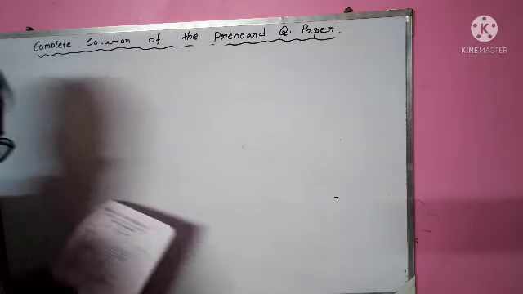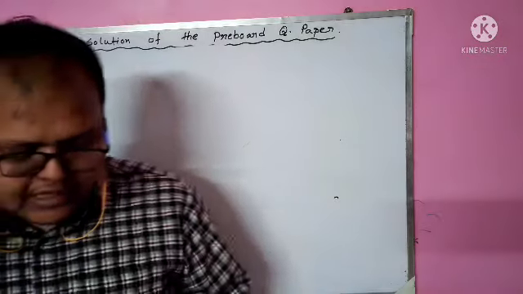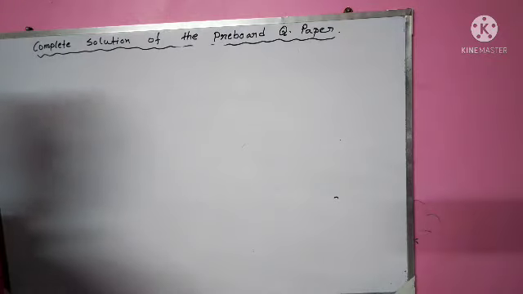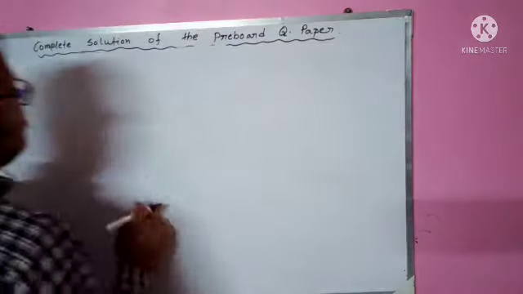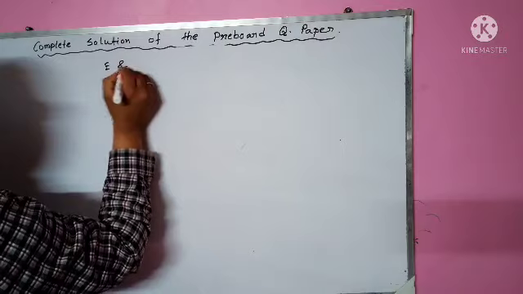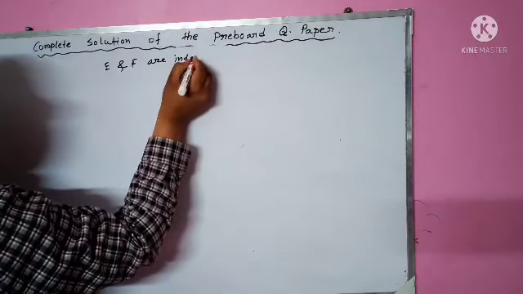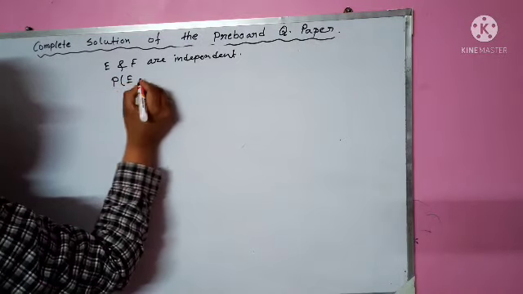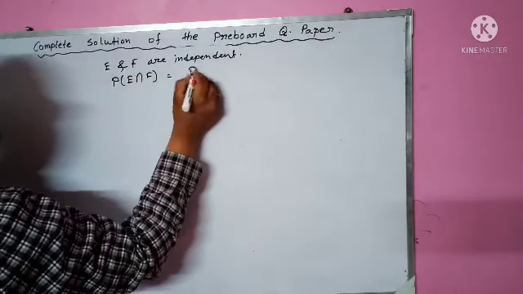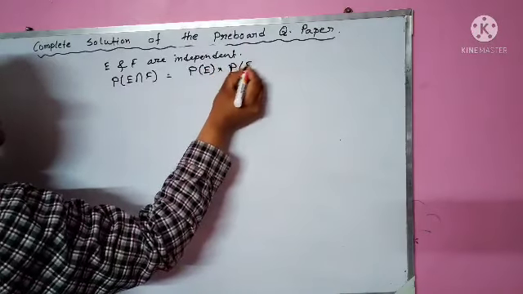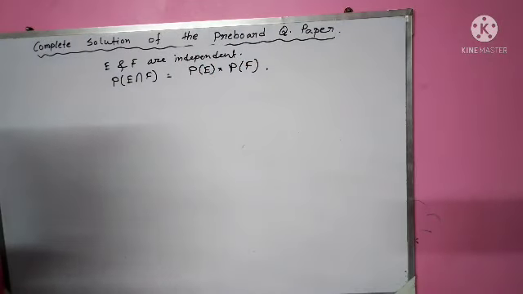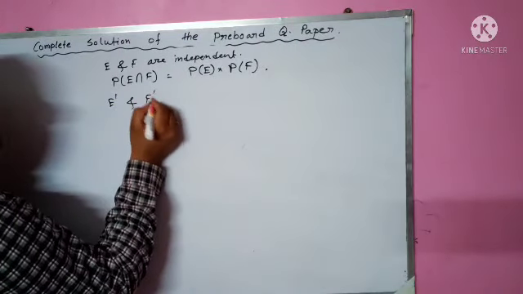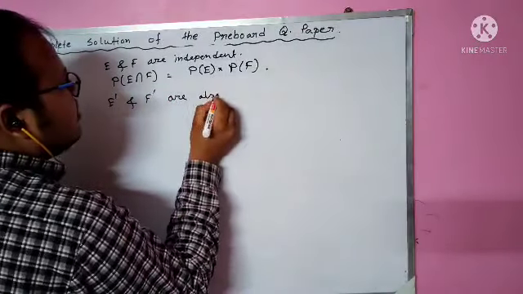Number 4. If E and F are independent events, then the events E dash and F dash are also independent. Very easy proof. It was there in your book also. So what is the given condition? E and F are independent. So P of E intersection F is equals to P of E into P of F. That you have got from the definition of independent events. Now what you have to prove? E dash and F dash are also independent.